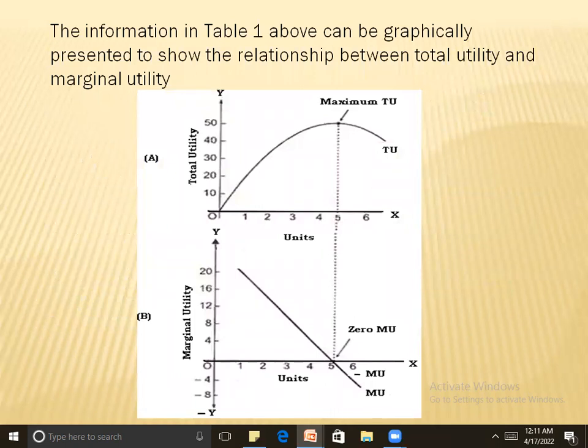So here is the graph, drawn on the basis of Table 1, which can be graphically presented to show the relationship between the marginal utility and the total utility. First, the total utility graph taking the y-axis as total utility and the x-axis as units. Next, the marginal utility graph taking the y-axis as marginal utility and units on the x-axis.